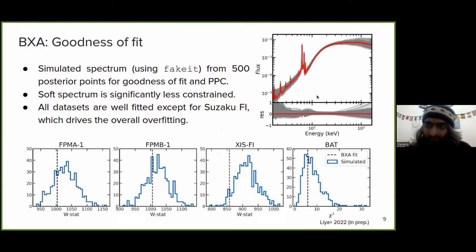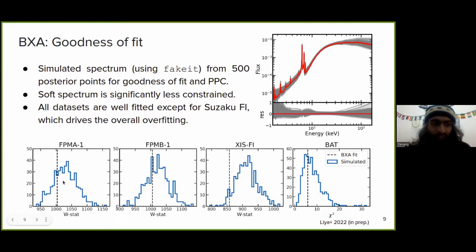And from this spectrum, we see that the bulk of the NuSTAR data is well constrained, but the soft component is not that well constrained. And we can see a similar thing even in this plot. On this plot, we show the test statistic, which is the C statistic for these 4 datasets and chi-square for this dataset. So these are fit statistics for these fake spectra.